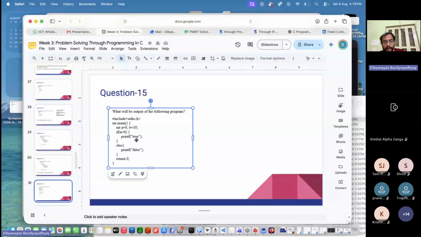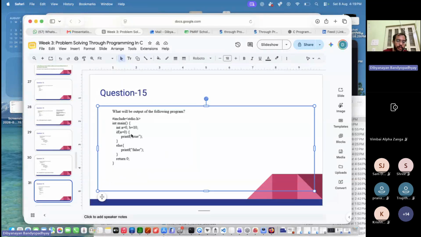If you see the if statement carefully, a equal to 0 just does the assignment. Whatever value a has in the beginning, it doesn't matter. Inside the if statement this is an assignment operation, so whatever value is being assigned to the variable is the value of the expression itself. So a equal to 0, the value of this expression is the value being assigned to a, which is 0. If 0 means if false, so it goes to the else statement and prints false. This is how the program works.